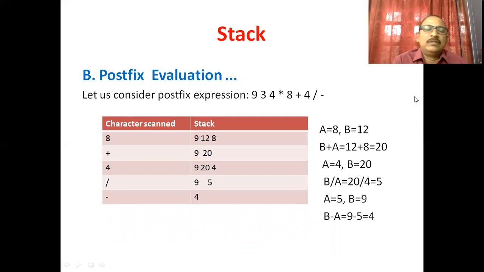Operand 8 is encountered, push it on the top of the stack. Plus is encountered, we again pop two elements from the stack. The first popped element is stored in A and the next popped element is stored in B. Next we perform B plus A. So 12 plus 8 is 20. We push this 20 onto the stack. 4 is encountered, we push 4 onto the stack. Next the division operator is encountered, we again pop two elements and we store the result onto the stack.